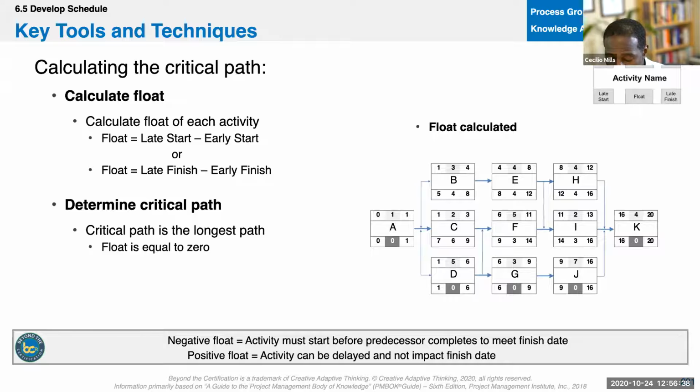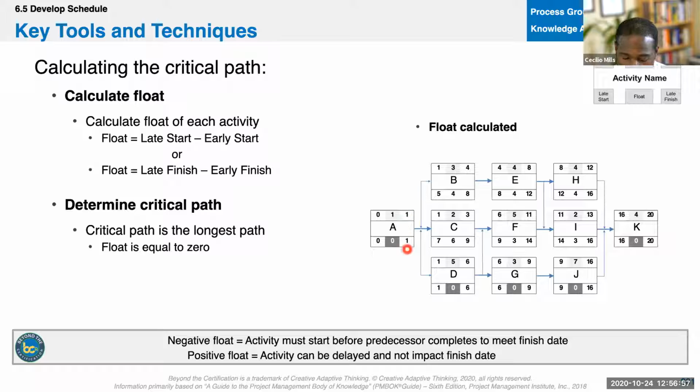Now that we have our early starts and early finishes from the forward pass, then we did the backwards pass, and we got our late finish and our late start. Now we're going to subtract the early start from the late start, or the early finish from the late finish, and then get float. And that's what we see here.